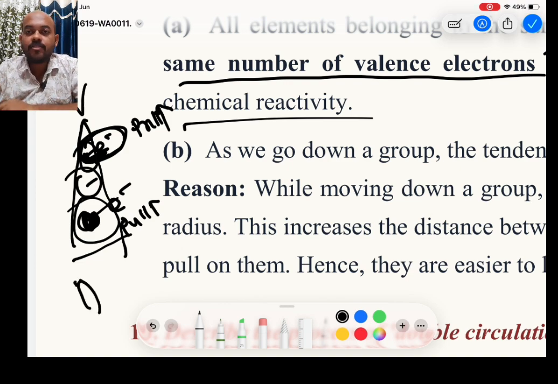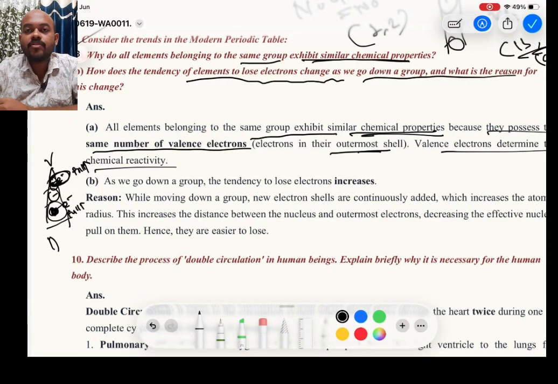So from up to down in a group, what happens? The pull decreases. So the tendency of the elements to lose electrons will increase. The electrons will easily go away from the shell. So this is what is told.